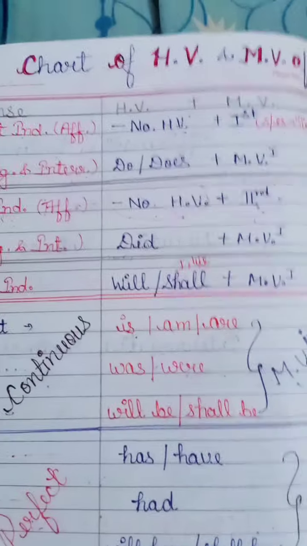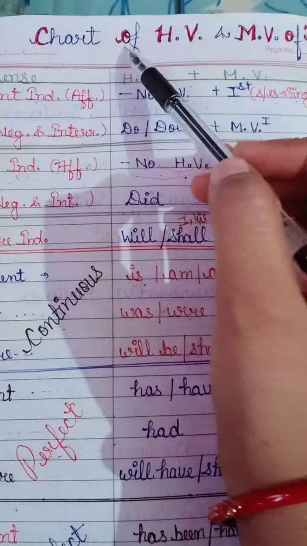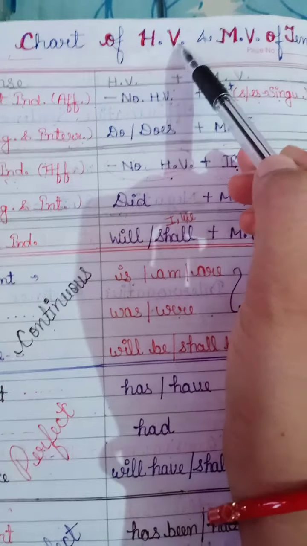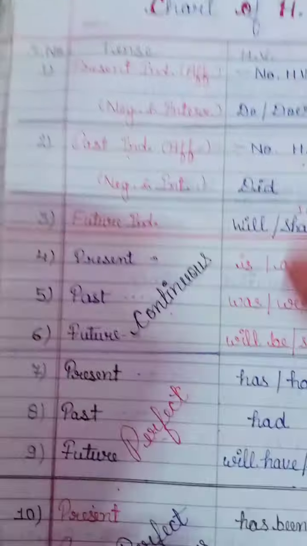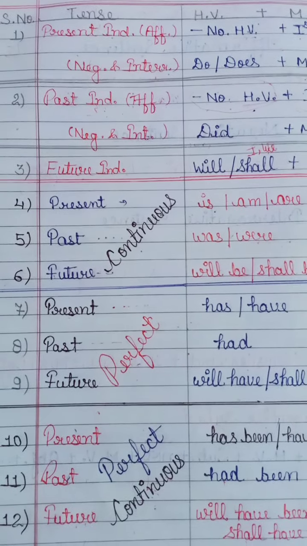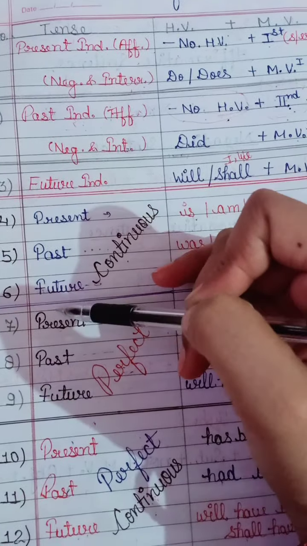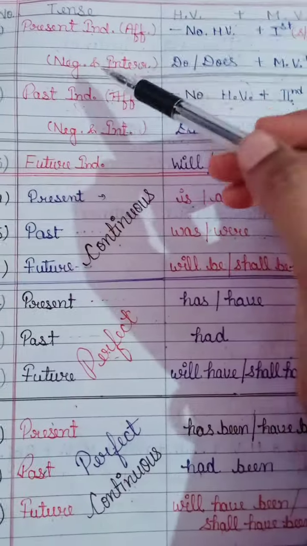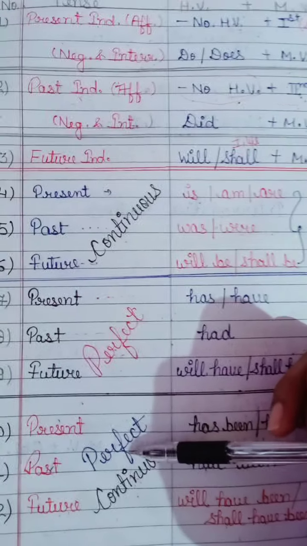Students, as we have already decided, in this video we will discuss the chart of HV, meaning helping verb, and MV, meaning main verb, of the tenses. First of all we should write the name of all the tenses, because there are three kinds of tense: present, past, future, and four categories: indefinite, continuous, perfect, perfect continuous.